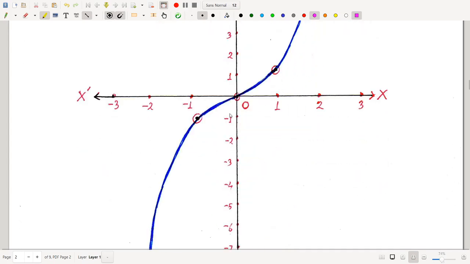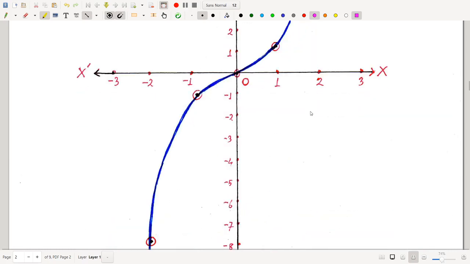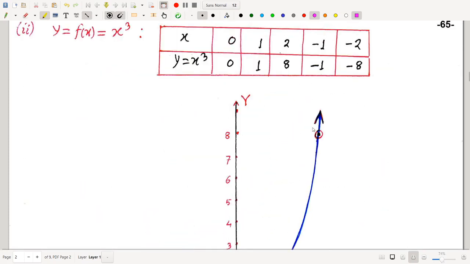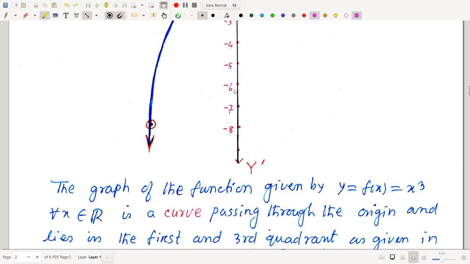So if we plot these points, the first point is 0, 0, this is 1 comma 1, and this is 2 comma 8. When x increases slightly, y increases rapidly, so suddenly 8. Similarly, x is minus 1, y is minus 1, but when x is minus 2, y is minus 8. So this is the graph extending up to infinity, passing through the origin.